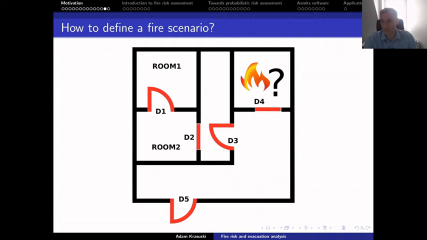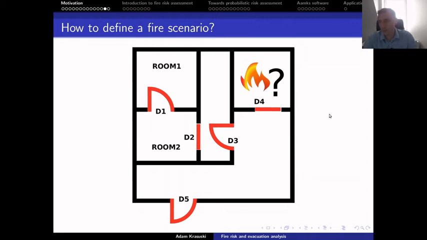Okay, but how to define a fire scenario? Yes, how to define in which place in the building we should define a fire region? Which parameters should be set for the fire? Let us consider this on the basis of a very simple layout of a building. For example, for this building, we would like to perform the analysis. So which room is proper, or which room is the best choice for the fire region? This one, this one, this one, or this one?